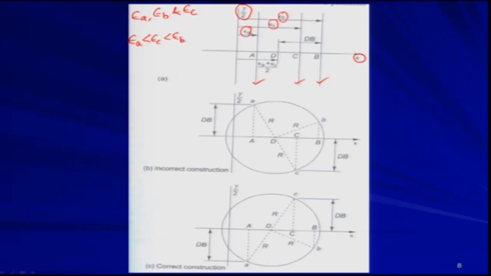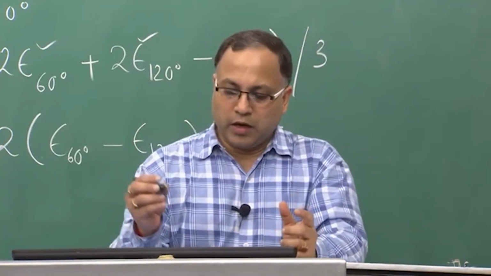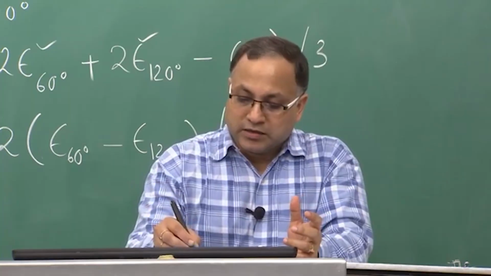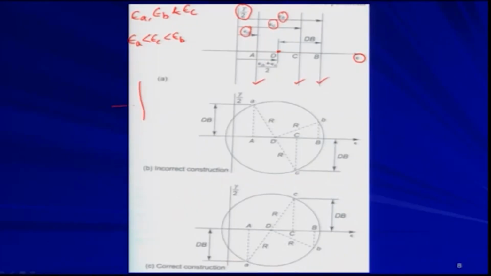Now, you look at point D in such a way that D is the midpoint between the strains which are at a 90-degree angle, epsilon A and epsilon C. In the 45-degree strain rosette, this is AA, this is CC and this is BB. This is my 45-degree strain rosette.